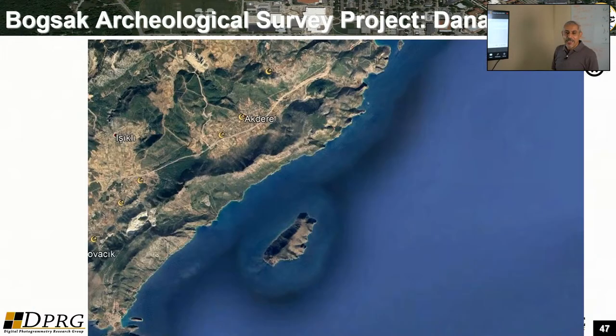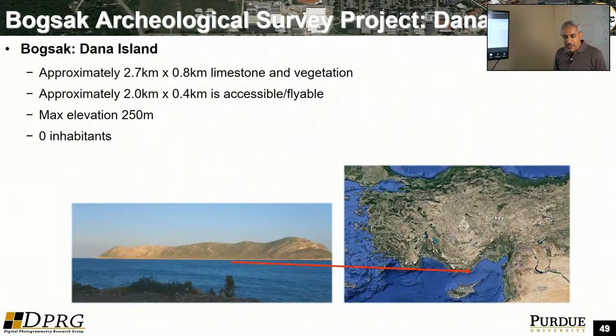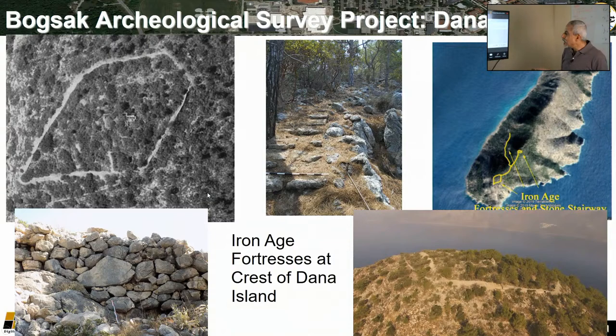I'm just zooming in on Google Maps to show you where the island is. So this is the island that we were trying to survey, and we were mapping the west side of the island. This is the nature of the area. They have some very old castles, coming more or less to the late Roman age.